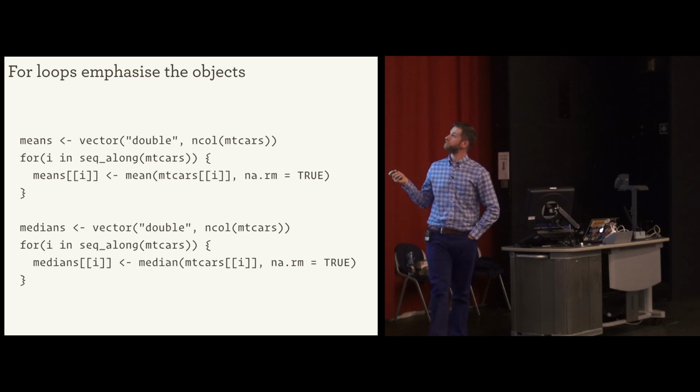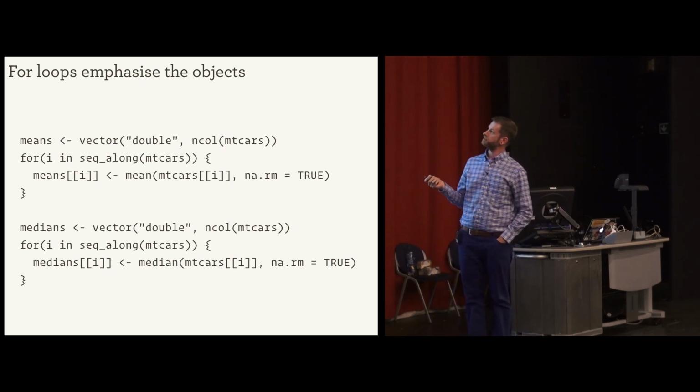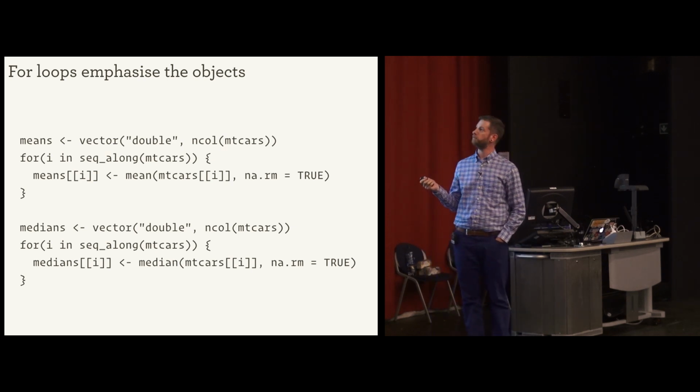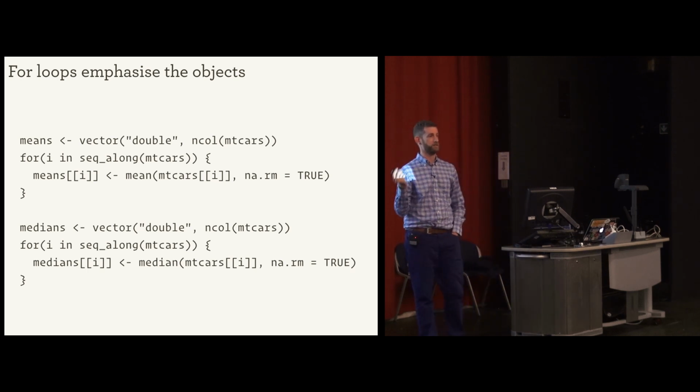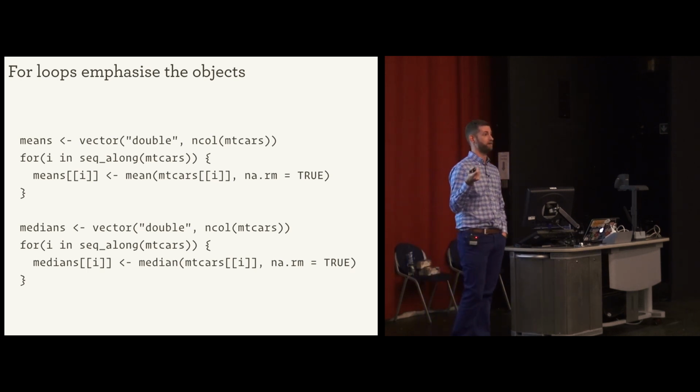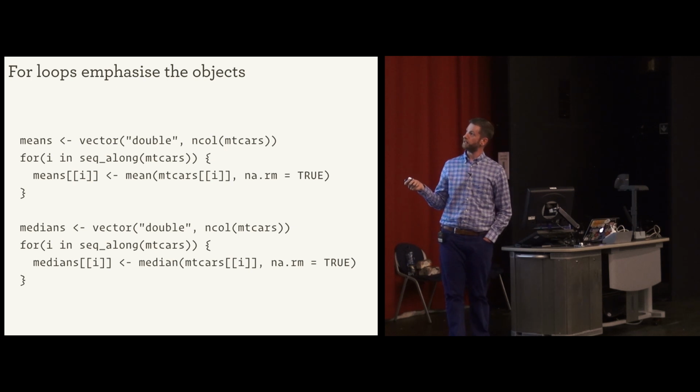So there are three parts to every for loop. Your for loop should always start by allocating space for the output. Here I'm going to make a vector of doubles that has one element for each column in the mtcars data set. That's the first part. You always want to do this, or your for loops are going to be terribly slow if you have to grow the output at every iteration. Then we're going to iterate: for i in seq_along.